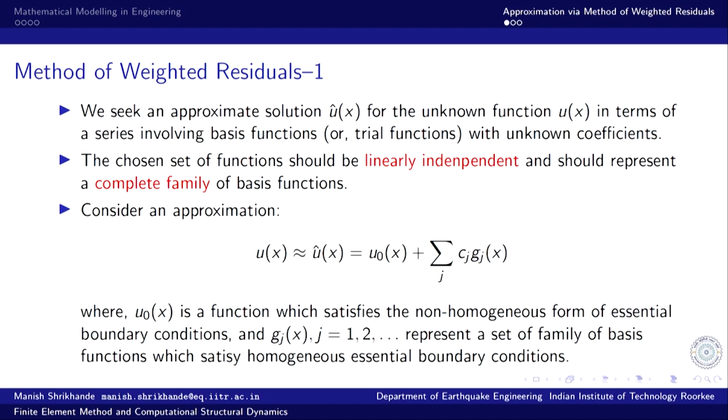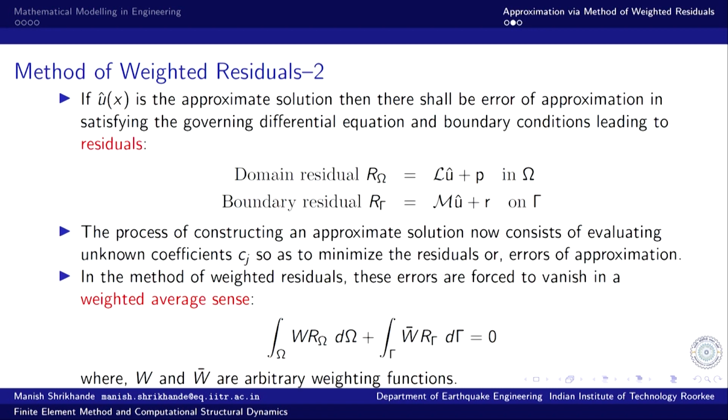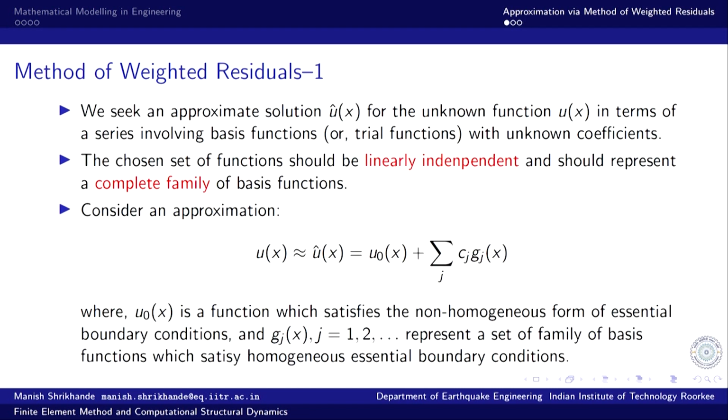So, we have to find a way of how to determine these coefficients, and that is why the name weighted residual comes. The mystery behind the name will be clear just in a while. So, naturally, if we had the true solution u of x, then it will satisfy both the governing differential equation and the boundary conditions exactly, and there will not be any error.